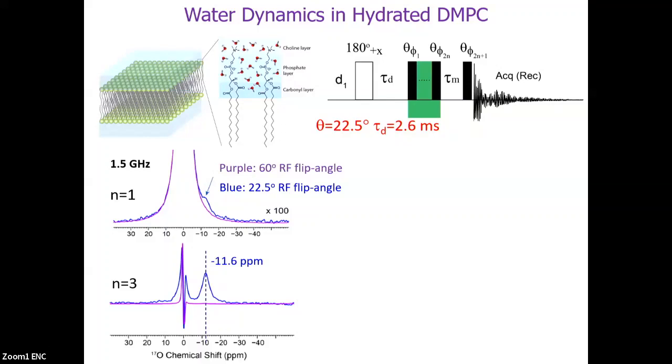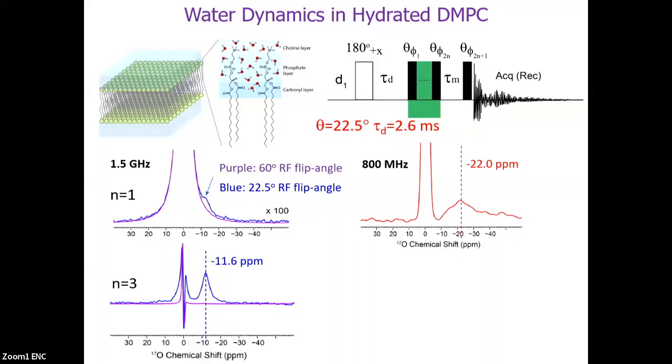And to observe the second order quadrupolar effect, we go down to the low field, about 800 megahertz. And we observe the same peak, but it's significantly broader than the ones on the high field, demonstrating the powerfulness of a high field for quadrupolar nuclei, such as O17 study. And here also shows the second order effects, the line shape resulted from the second order quadrupolar coupling.